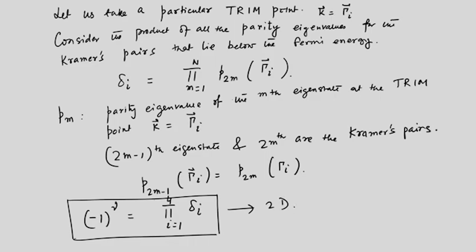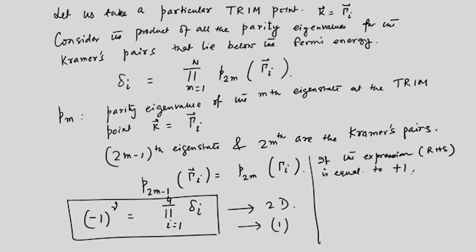And it is very clear that if this expression, let us call it equation 1, I mean basically either of the sides, we are particularly talking about the right hand side expression, is equal to plus 1, then of course nu is equal to 0 or even, and if the expression is minus 1, then of course nu is equal to 1 or it is odd.